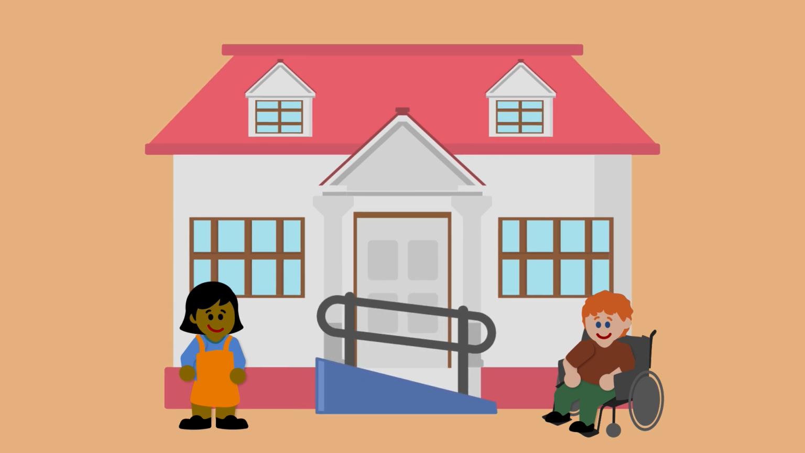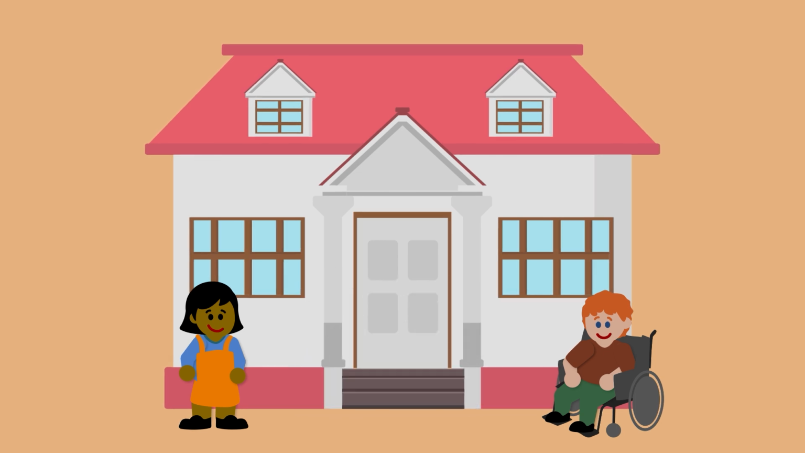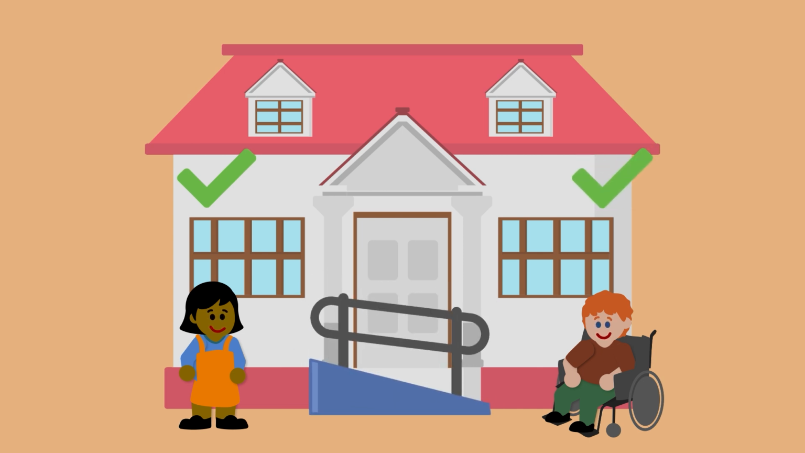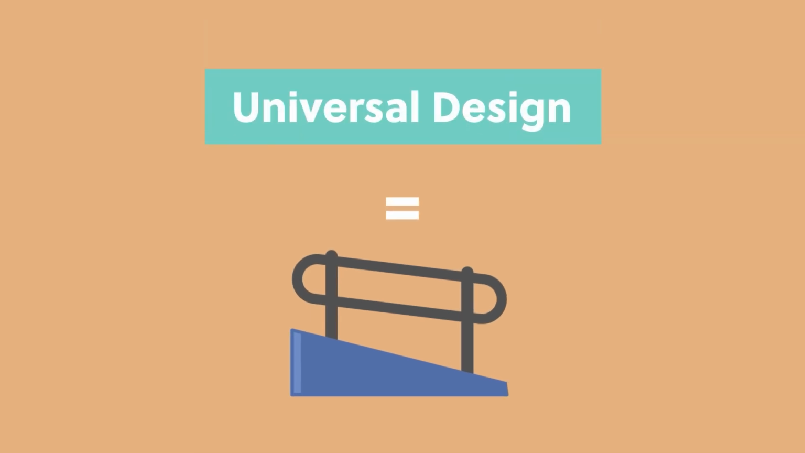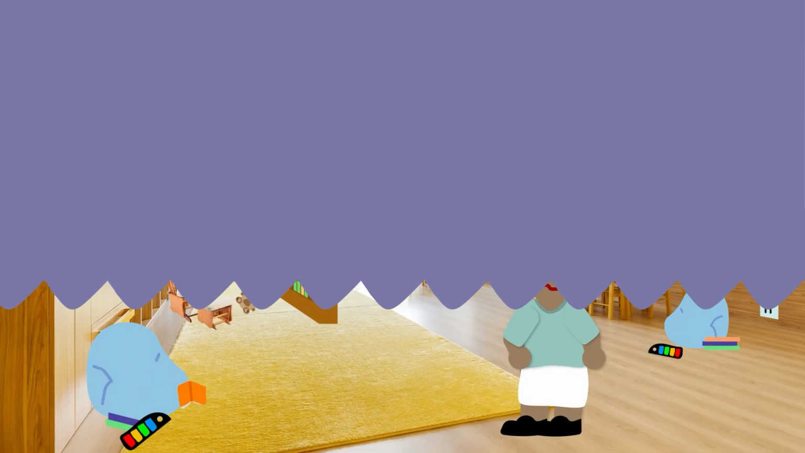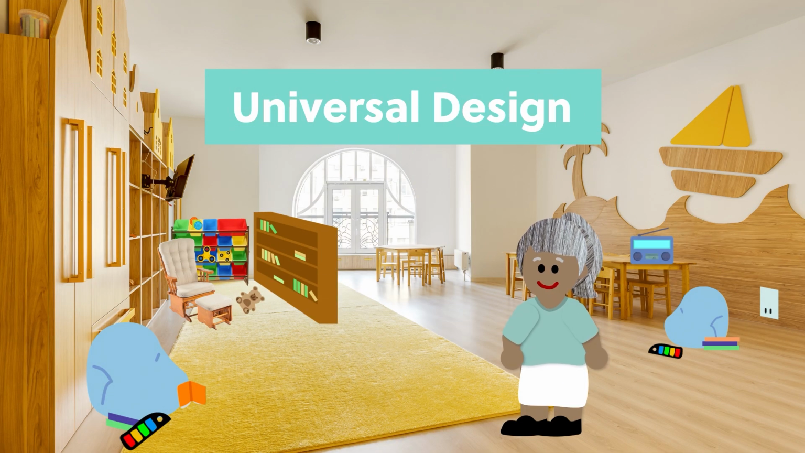A ramp versus stairs. Oh, I see. Providing stairs only gets some people in the building, but providing a ramp universally works for everyone. So a ramp is an example of universal design. That is pretty good stuff. So let's look at how we can use universal design in our own classrooms.